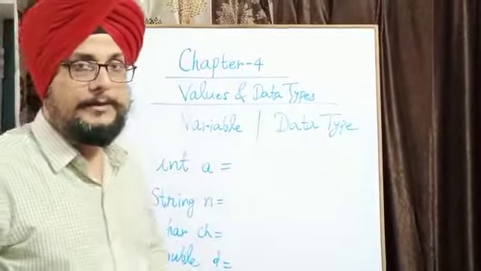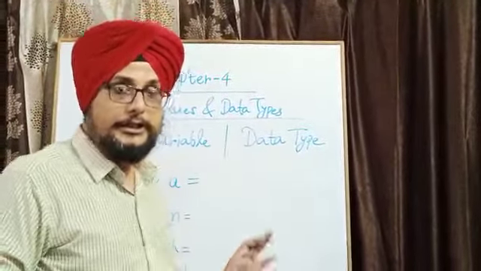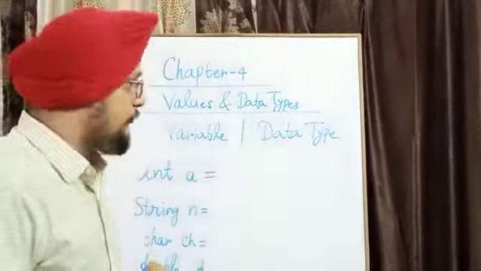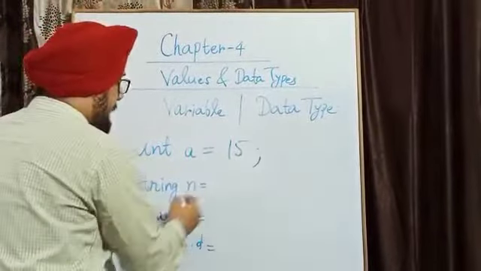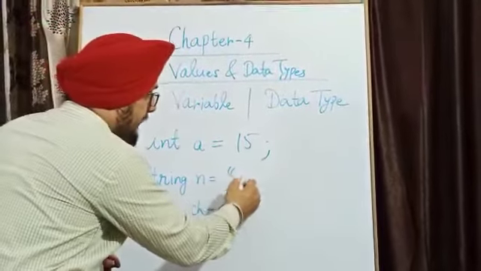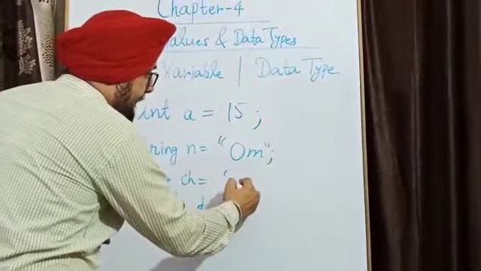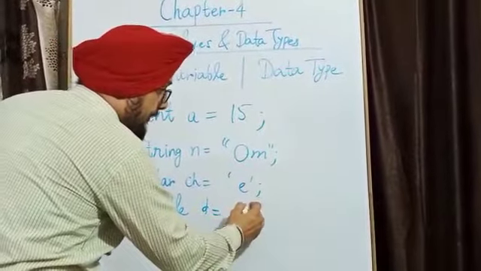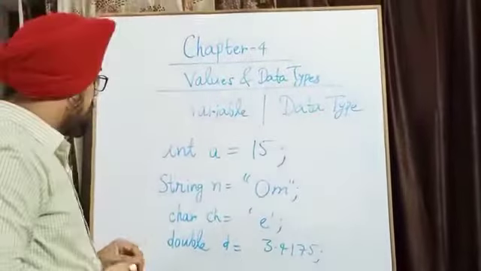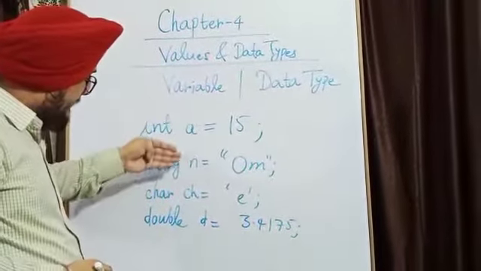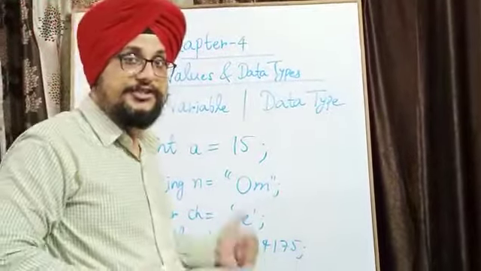In every program, you will see some variables we use. Those variables we need to write in the beginning itself. So sometimes we write int a equal to 15. Sometimes we write string n equal to, we write the name. Sometimes we write char, sometimes we write the value in double. So all these, a, n, ch, d, are variable names that I have mentioned here.